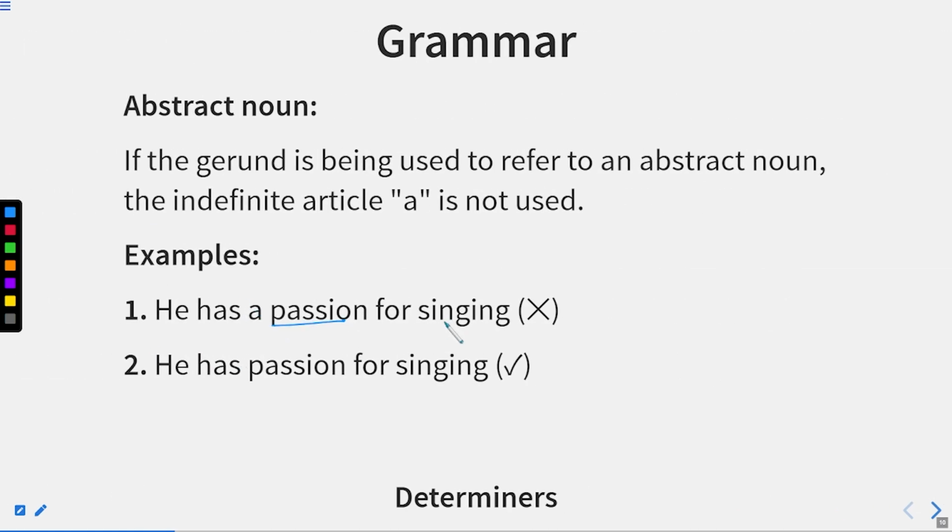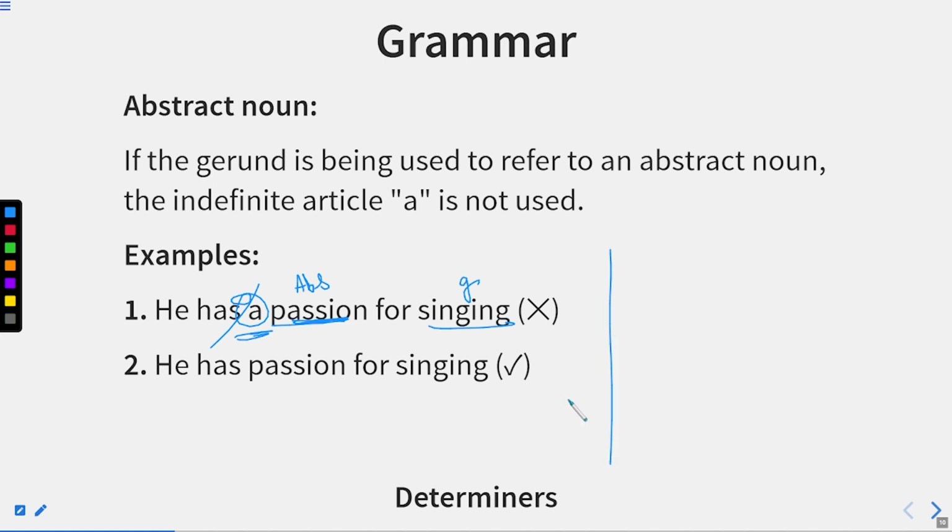He has a passion for singing. So passion is an abstract noun. For what? This is gerund, and before that we are using an abstract noun. So we cannot place an indefinite article before it. So the correct sentence will be, he has passion for singing, not a passion for singing.